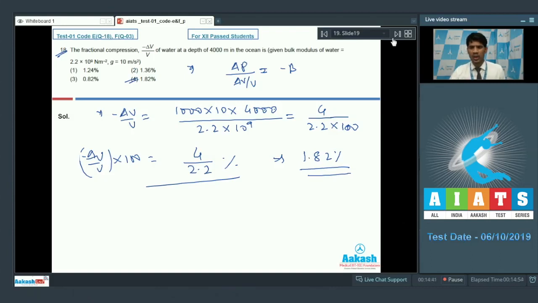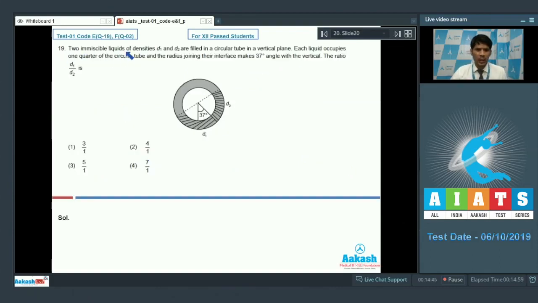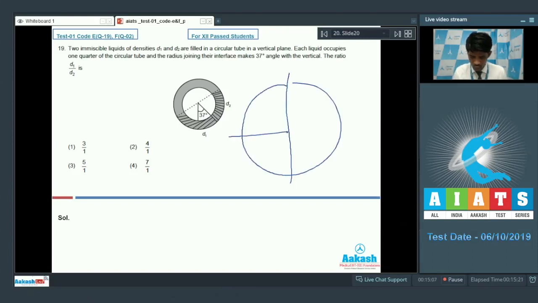Now let's take on to question number 19. Two immiscible liquids of density D1 and D2 are filled in a circular tube in a vertical plane. Each liquid occupies 1/4 of the circular tube and the radius joining their interface makes 37-degree angle with vertical. The ratio of D1 to D2 is. What I would say, if I'm taking this to be the circular tube, this angle being 37 degree, this angle should also be 37 degree, and this should also be 37.